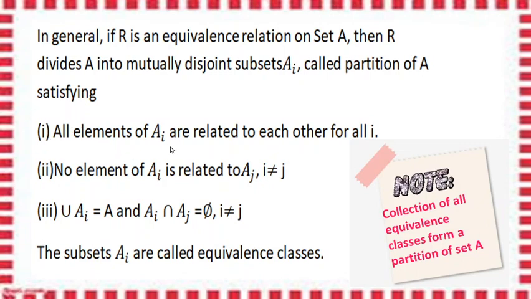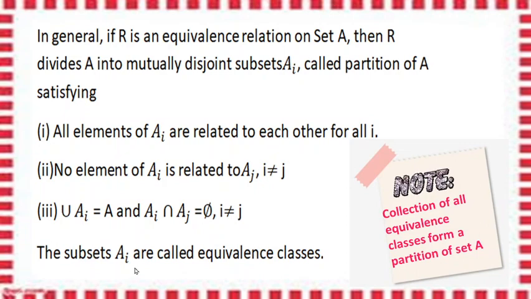The first is all elements of Ai are related to each other for all i. All the elements which are in this subset Ai will be definitely related to each other. Second, no element of Ai is related to Aj, means the other subset. No element of Ai will be related to Aj whenever i is not equal to j. And third, very important thing, if we take the union of all Ais, then we will get set A in return. Or if we take the intersection, because we have talked here about disjoint subsets, if we take the intersection of these two disjoint subsets, then it will be equal to phi, means empty set.